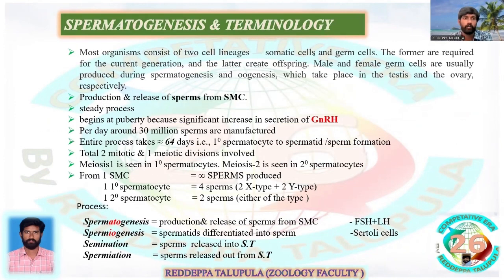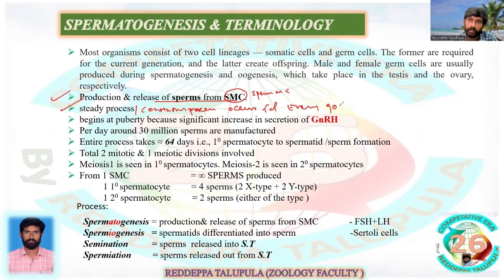Next, spermatogenesis and terminology. Definition: production and release of sperms from the sperm mother cell. It is a steady process, that means a continuous process, occurring every 90 minutes. It begins at puberty because of a significant increase in the secretion of gonadotrophin. Next, per day, how much? 30 million sperms are manufactured. For completion of one spermatogenesis, it takes around 64 days.